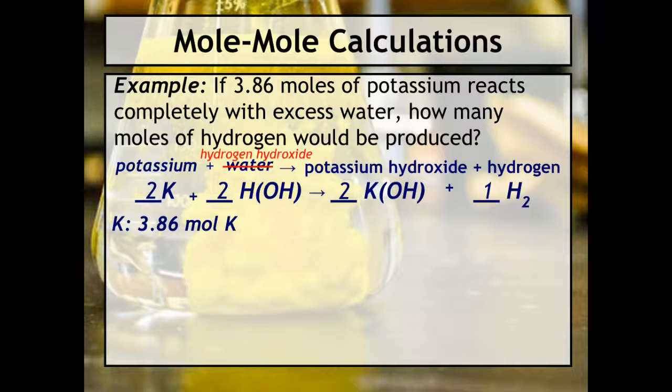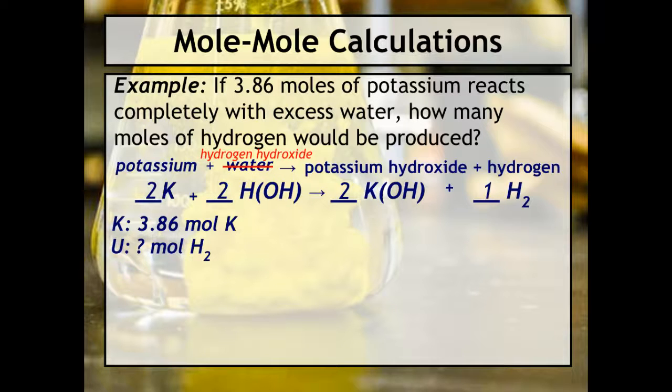So I forgot what we're going after now. What was the original question? So I set up my problem correctly. I now have a chemical equation and it's balanced. So that means I can use my coefficients for moles. My question asked, how many moles of hydrogen would be produced? So what do I know? I know I have 3.86 moles of potassium. What am I looking for? Moles of hydrogen.